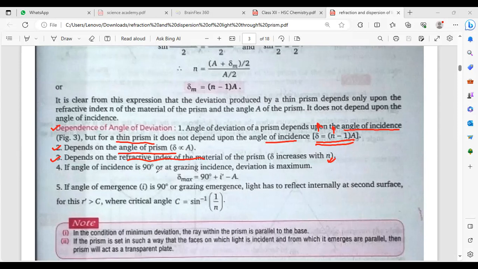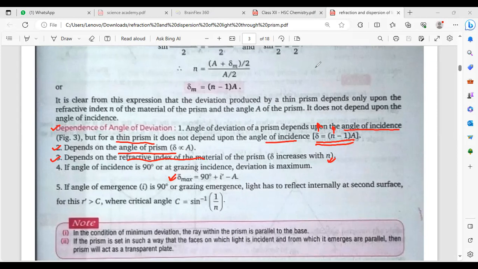If angle of incidence is 90 degree or at grazing angle, the deviation is maximum. Minimum deviation कब होता है? जब I1 and I2 same होता है. और maximum deviation कब होता है? जब angle of incidence 90 डिग्री हो, that is grazing incidence.